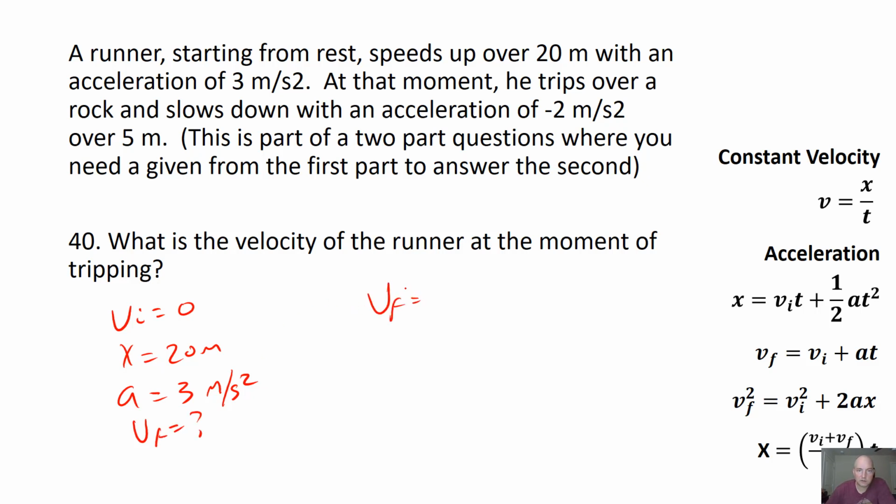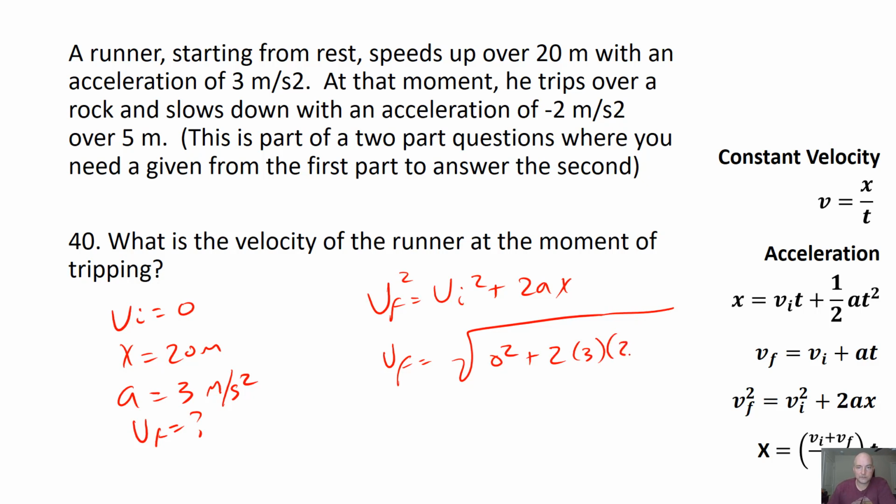So VF squared equals VI squared plus 2AX. And that VF is going to be the square root of VI, 0 squared, plus 2 times 3. And this is not an acceleration due to gravity problem. He's going forward, whereas before the ball was in the air. Times 20, and we want to keep all this underneath the square root. So 2 times 3 times 20 equals 120. Then we take the square root of 120, and we get a final velocity of 10.95 meters per second. And so they get all the way to 10.95 meters per second.